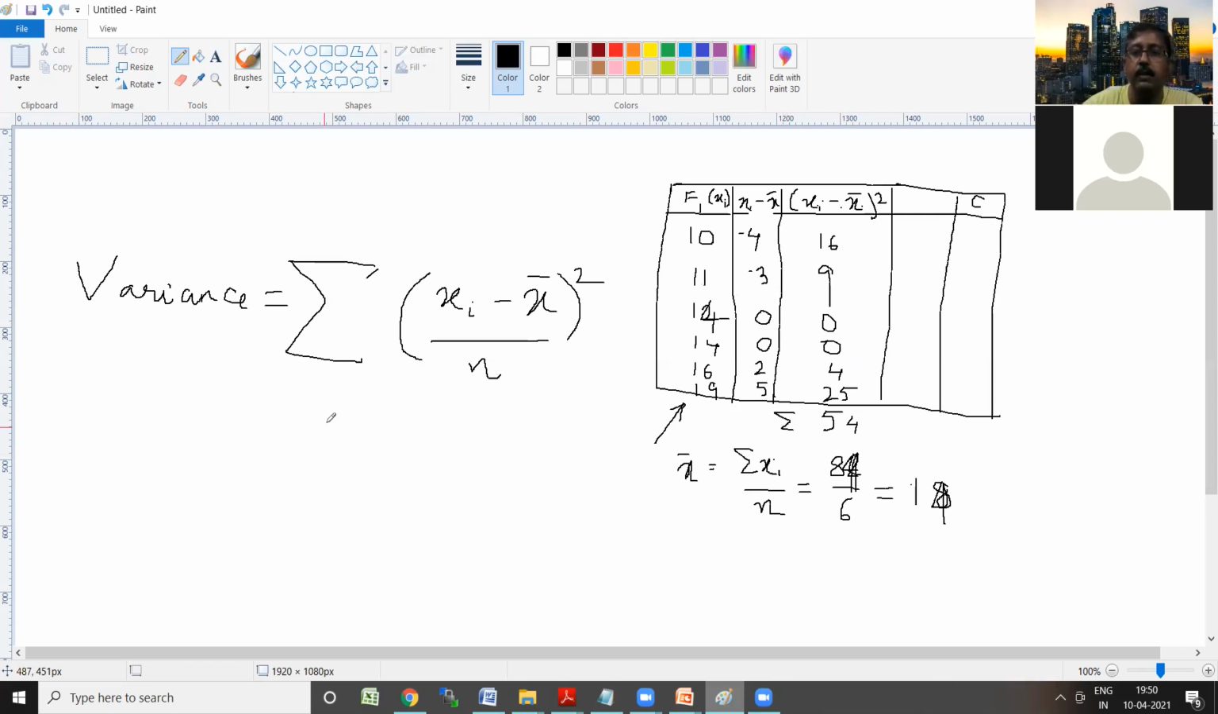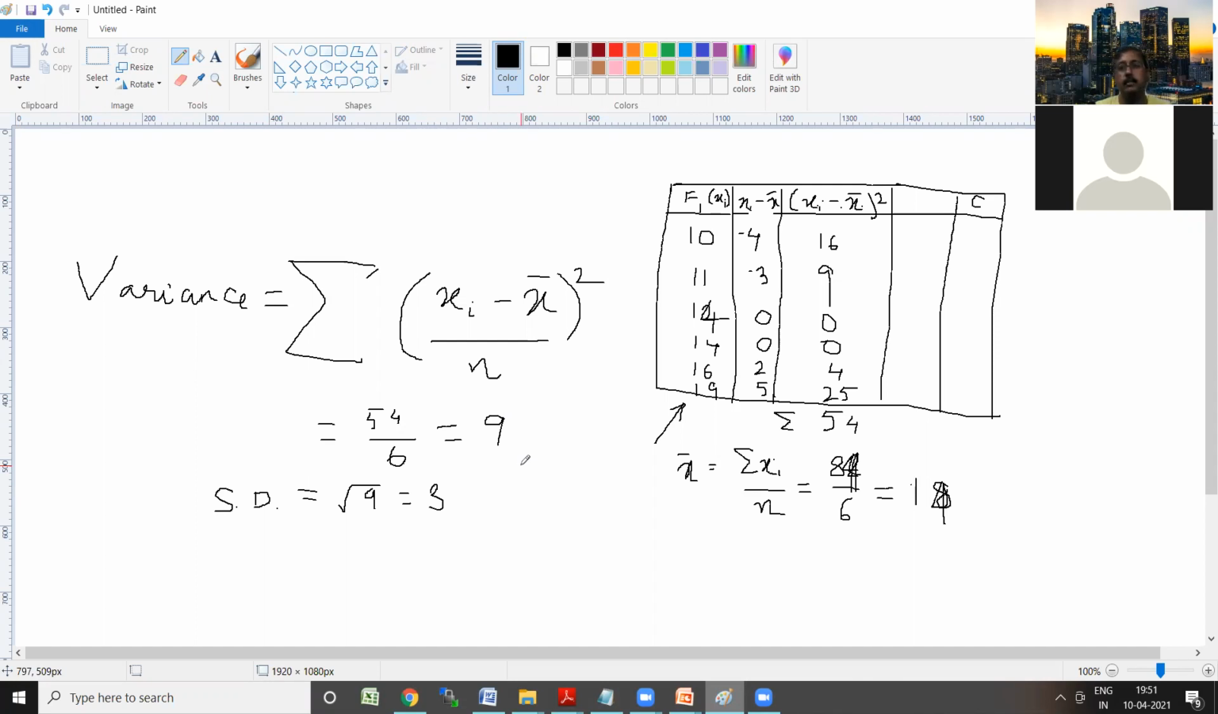Now what I do is divide it by n. So 54 divided by 6 is coming as what? 9. This is my variance. So what is my standard deviation? My standard deviation is going to be root over my variance. So root over 9, which is 3.